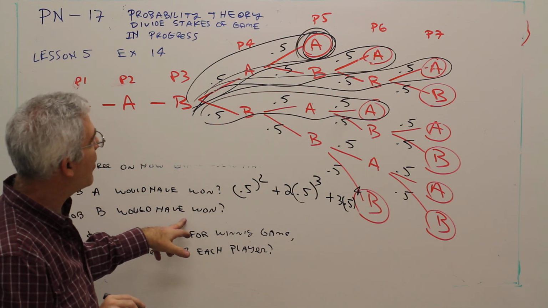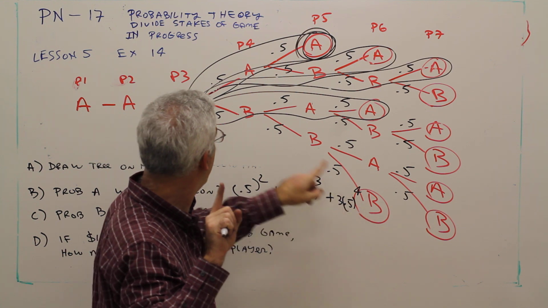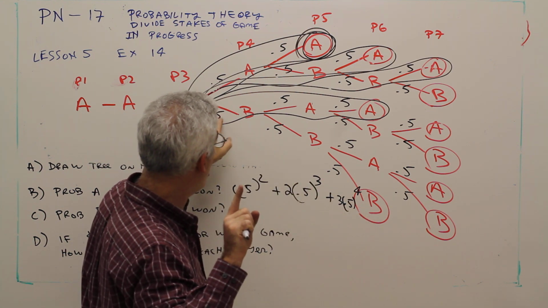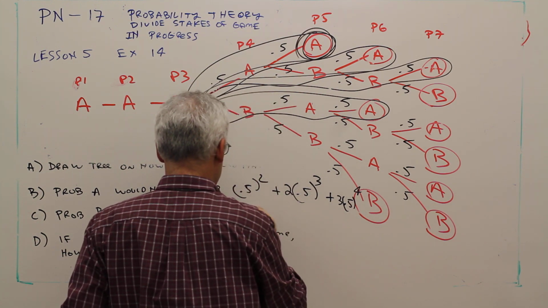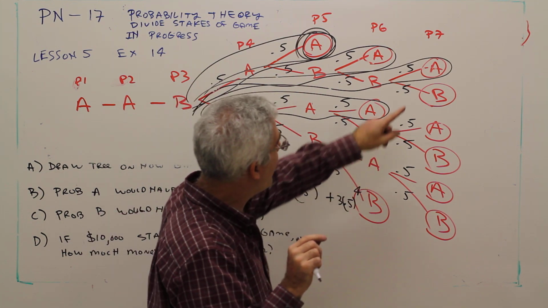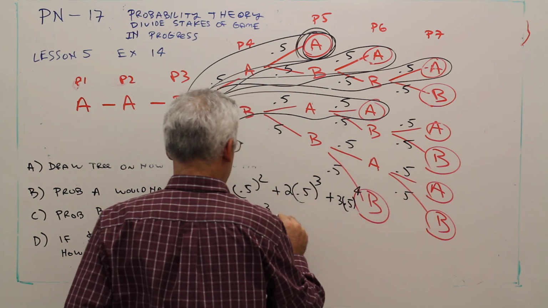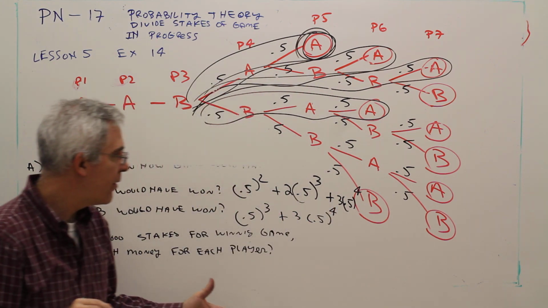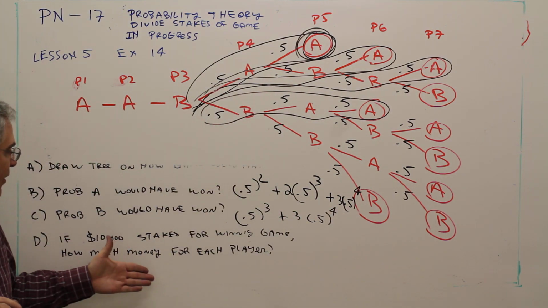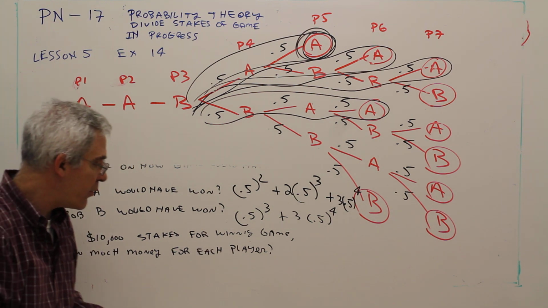For B, let's see what's going on with B. They've got 1 here, and that's a 0.5 cubed. And then they've got 3 there, and that's a 0.5 to the fourth. So I'll compute those and then divide the stakes accordingly. Let me punch those two out.